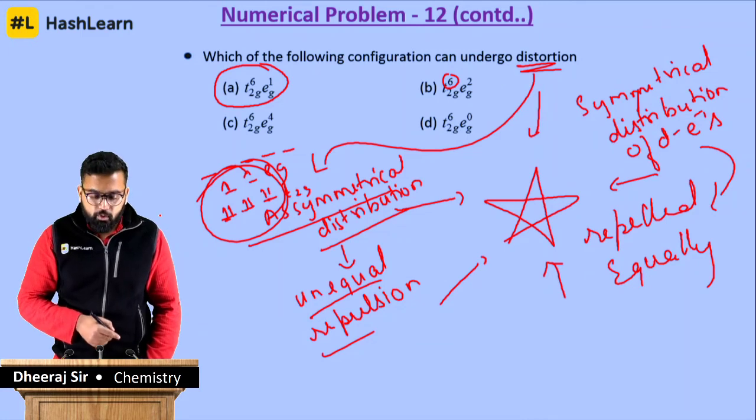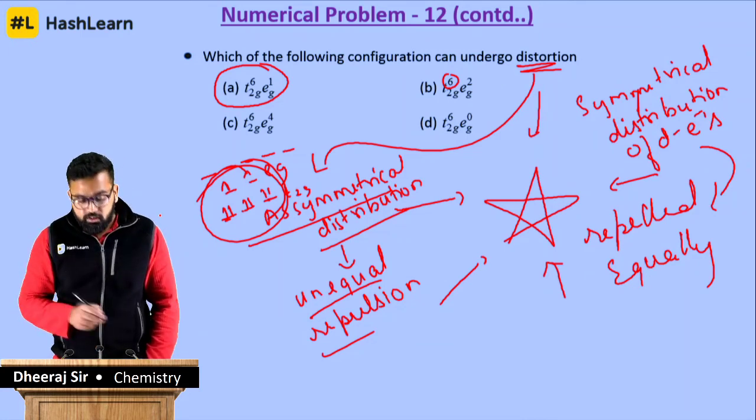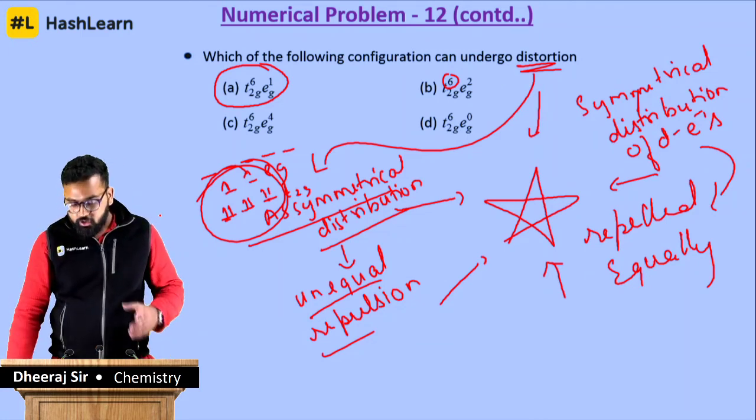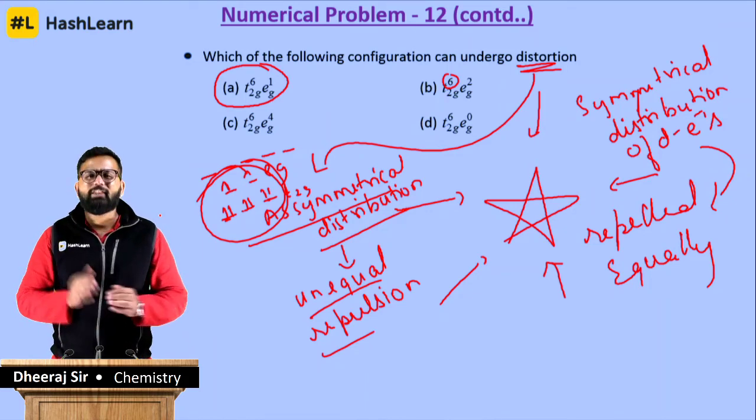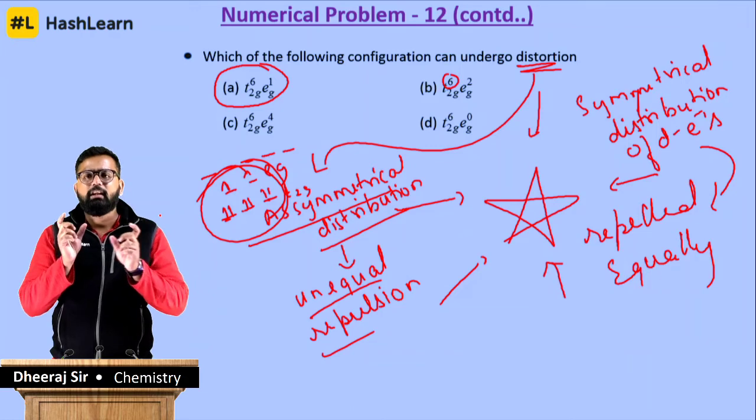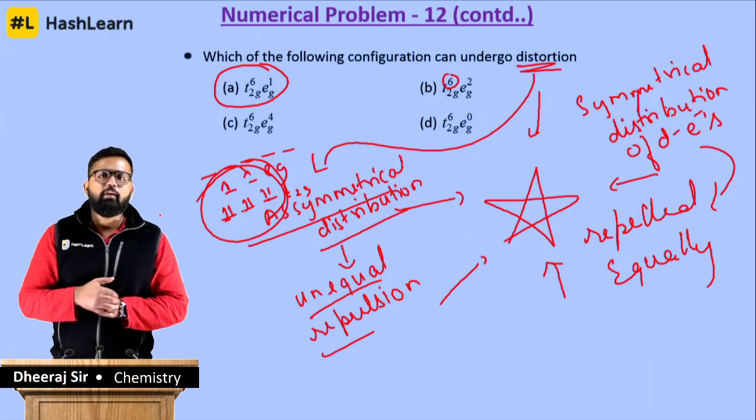Questions like these are quite important. So if you want to know what distortion is, configuration distortion is how the shape is going to change based on the number of electrons. It has to be symmetrical. That is, if the T2G level is half filled, EG level also is half filled.